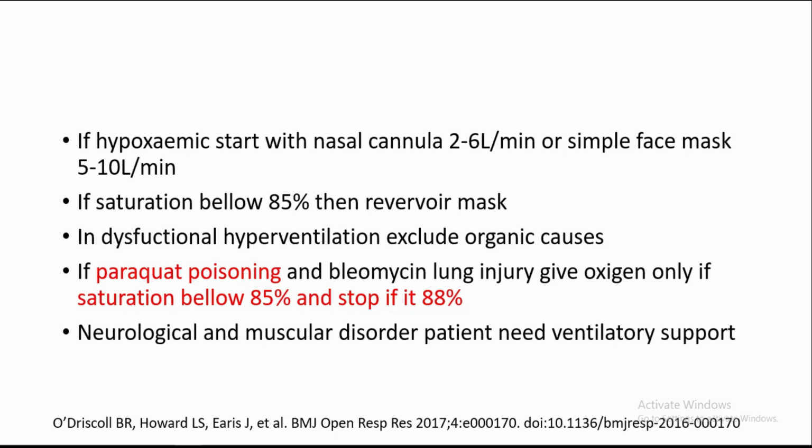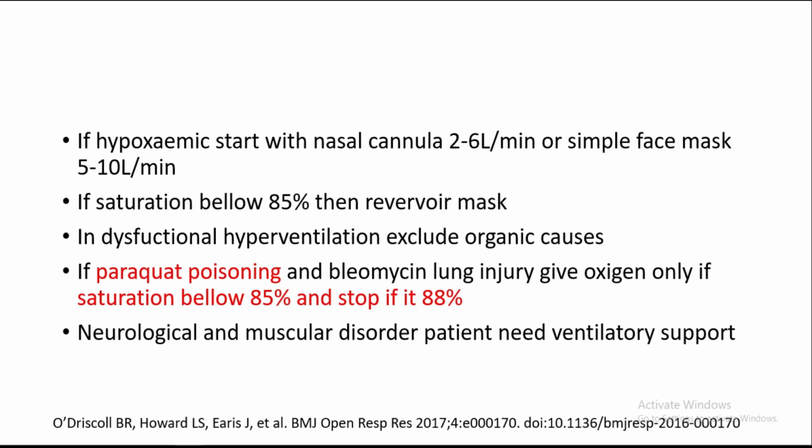If the patient is hypoxemic in these conditions, then start oxygen with a nasal cannula at 2 to 6 liters per minute or a simple face mask at 5 to 10 liters per minute. But as I have mentioned before, if saturation is below 85%, then use a reservoir mask. In dysfunctional hyperventilation, exclude organic causes. Sometimes we used rebreathing, but it is now prohibited.